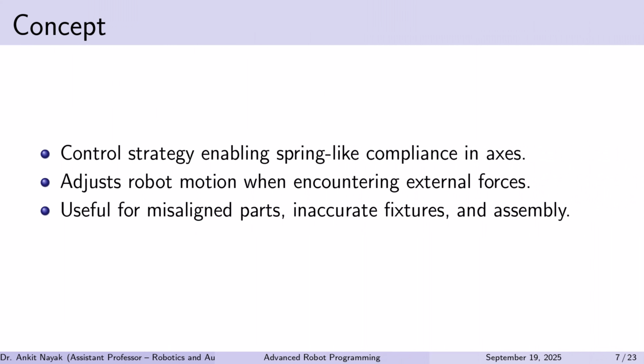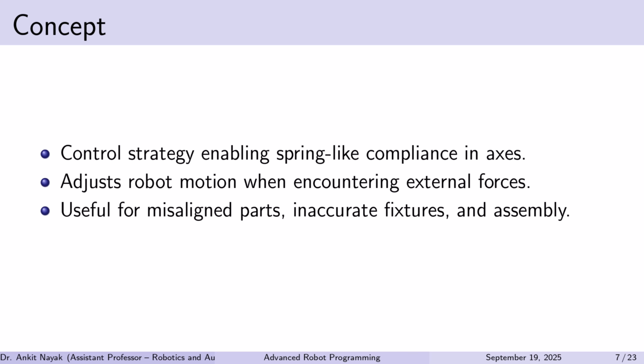Let us start with soft float. Normally, when we program a robot, we define exact positions and paths. The robot then tries to move very rigidly along these defined coordinates. But in reality, the environment is never perfect.